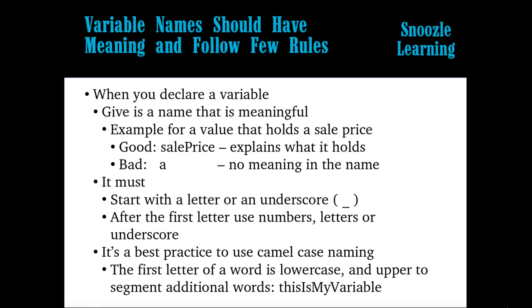A variable must start with either a letter, upper or lowercase, or an underscore. After the first letter, it has to be numbers or letters. So sometimes you'll see something like variable1, variable2, with the word variable and the 1 at the end.